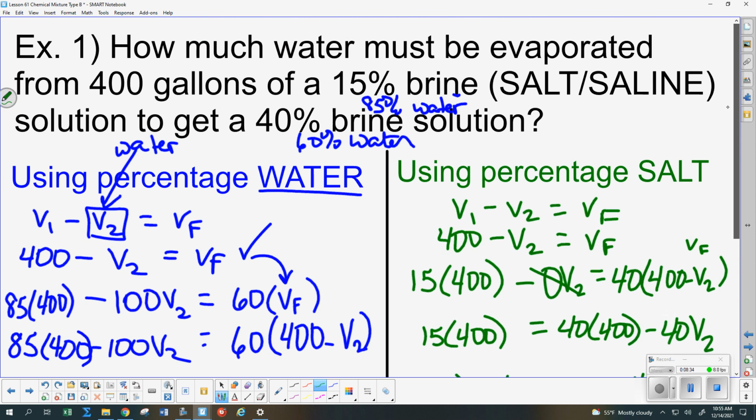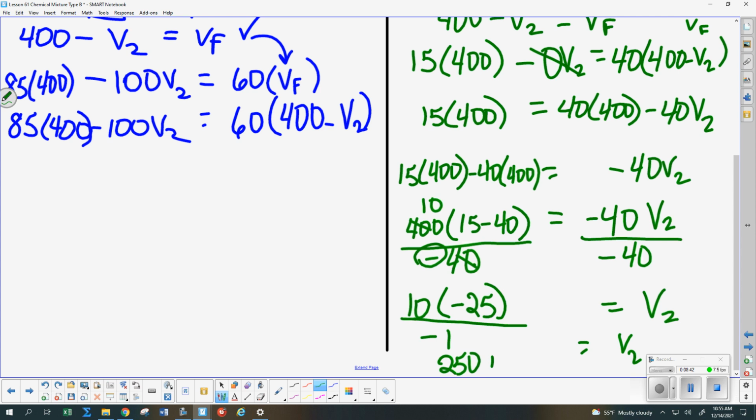And then to finish my labeling, these are gallons, and this is V2, the water that I wanted to find. So gallons of water. Question from anybody on that one? Does that type B problem make sense? It's just like what we were doing before, except we have a minus sign in both of our equations. And we still have to make sure we're consistent with our percents all the way through, either all salt or all water or whatever the problem might have.